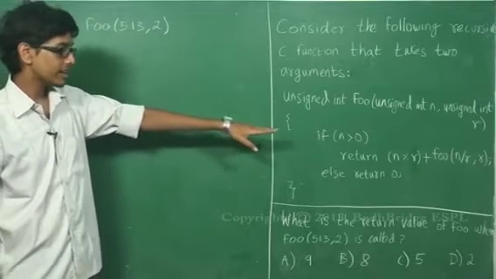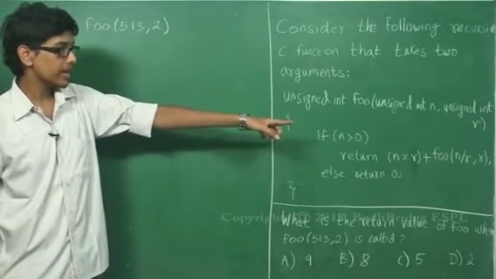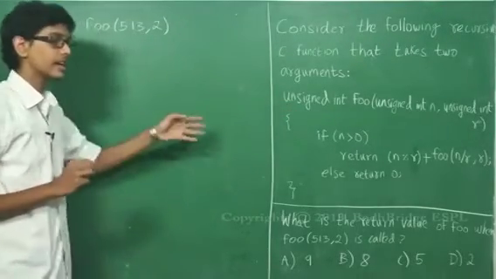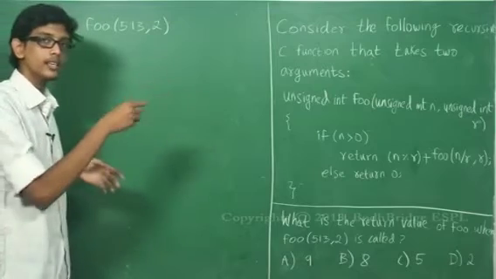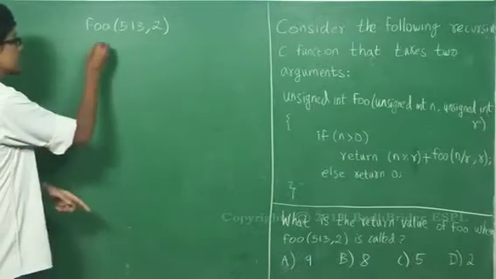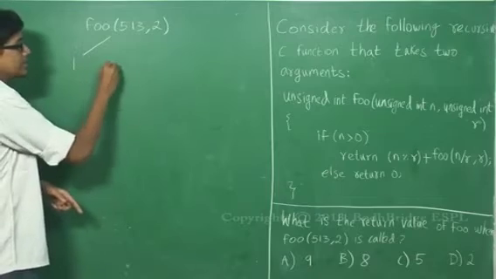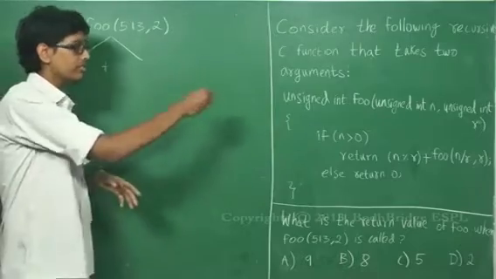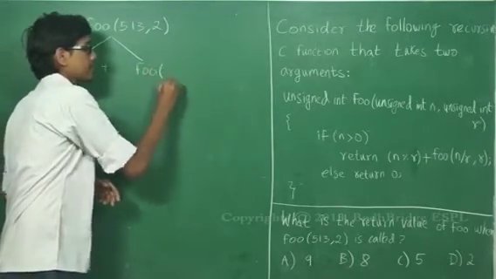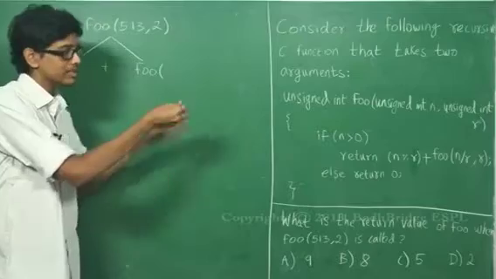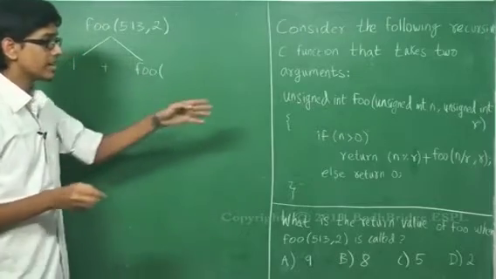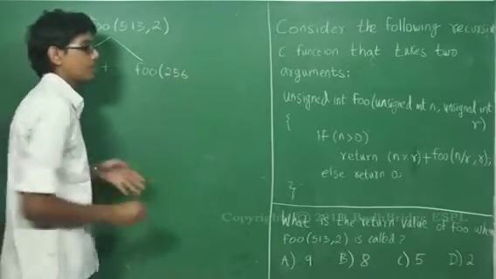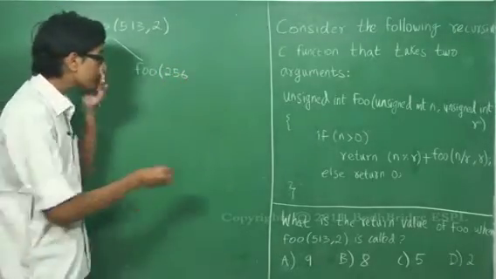So we return 513 percentage 2 plus foo of 513 by 2, 2. So percentage is basically the remainder function. So 513 percent 2 is the remainder when 513 is divided by 2. So the remainder is 1. So we have two returns. So 1 plus the other part is foo of n by r, r. So foo of 513 divided by 2 is, since both are integers, we should just take the integer part. So 513 divided by 2 is 256. It's actually 256.5, but we should take only the integer part. So 256, r is 2.